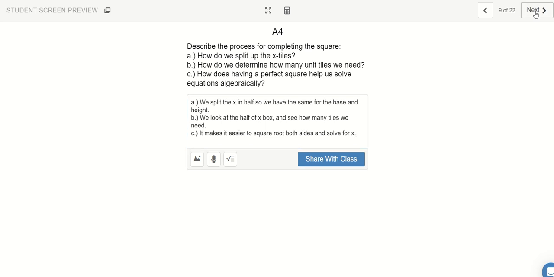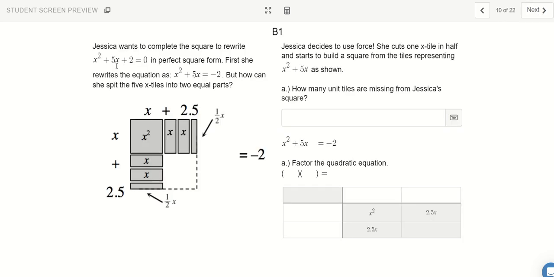Okay, moving forward. So here, let's look at this example. So Jessica wants to complete the square with x squared plus 5x plus 2. But the first thing she notices is that 5 isn't an even number. All right, how can we split this in half so that we make a square? So she decided to use brute force. She decided to cut the tile, and she put 2.5x here and 2.5x here. So how much more do we need to complete the gap? So this is a 2.5 gap times a 2.5 gap. So we need 6.25 more tiles to complete the square.